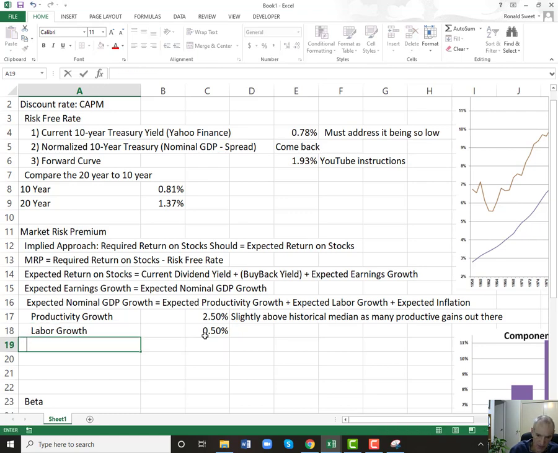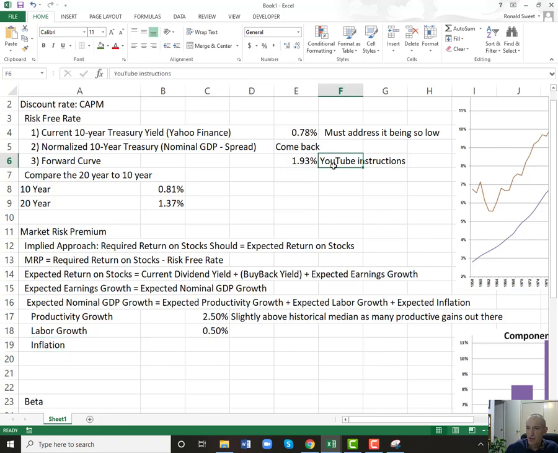And then inflation. There are a couple of ways to do inflation. If you watch my YouTube videos, it shows you how you can forecast inflation using the Treasury curve. If you want to put that into your analysis, I'll definitely give you extra points for doing that. I really recommend that you do that. I'm just going to use 2% and just say I'm going to match the Federal Reserve target inflation.